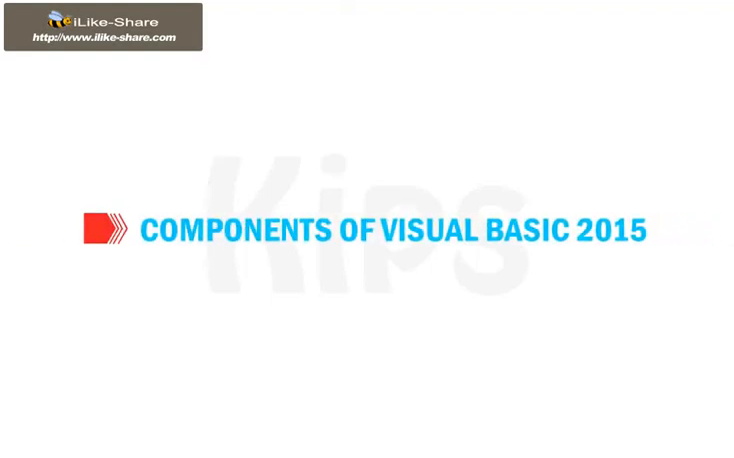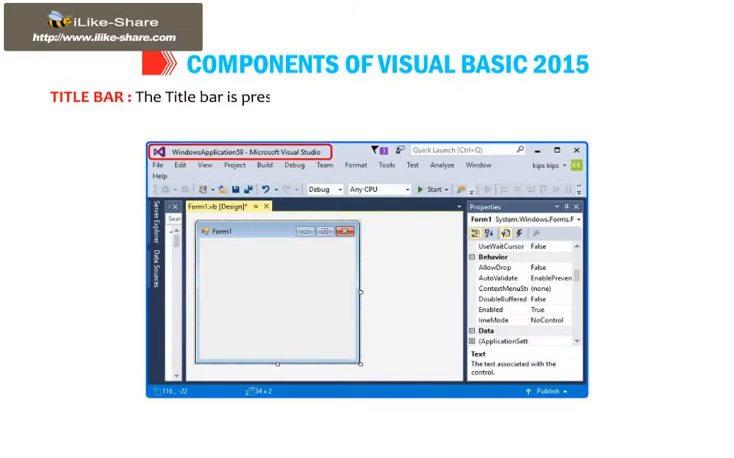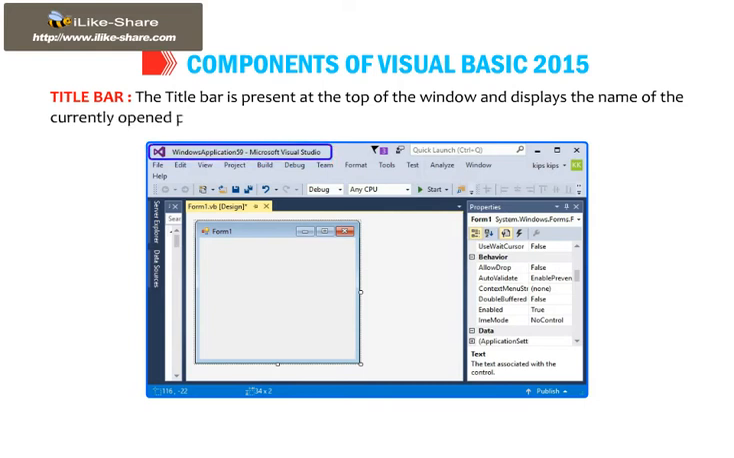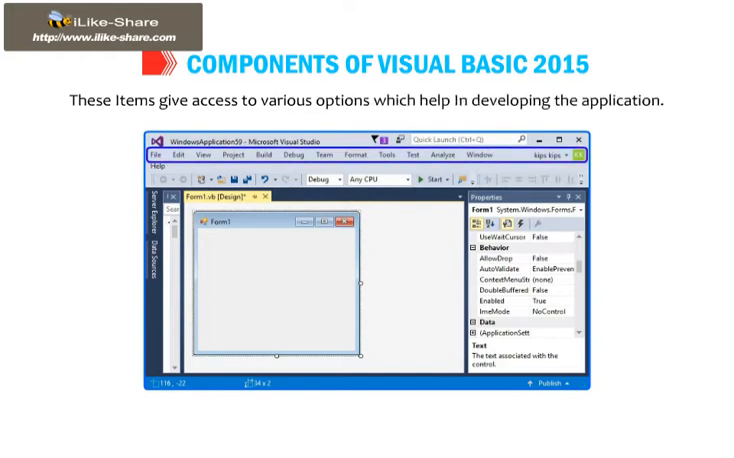Okay, let us discuss the components of Visual Basic 2015. Title bar. The title bar is present at the top of the window and displays the name of the currently opened project. Menu bar. Menu bar contains many menu items and sub-menus. These items give access to various options which help in developing the application.